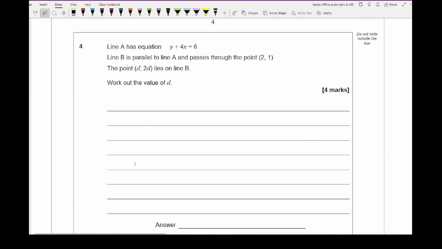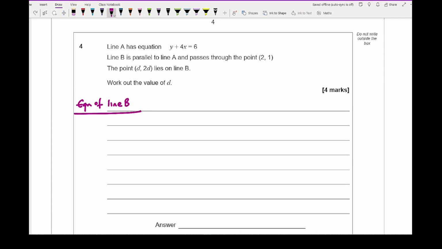Now moving on to question 4, it says line A has the equation of y plus 4x equals 6, and line B is parallel to line A and passes through the point 2, 1. The point D, 2D lies on the line B. Work out the value of D. Well, looking at this, the first thing we want to do is work out the equation of line B. Now how do we do that?